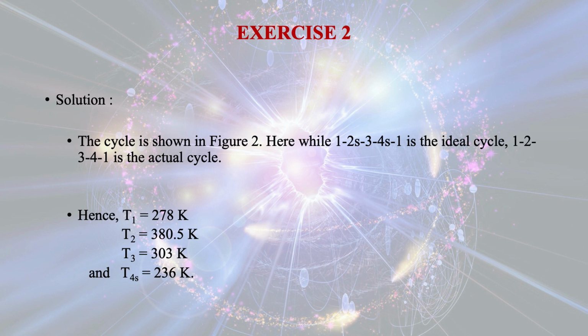Now, what is the data given? Here the initial temperature before compression T1 is given as 5 degrees, that comes out to be 278 Kelvin. The final temperature T2 is given as 380.5 Kelvin, T3 is 303 Kelvin and T4s is 236 Kelvin. Now, here you see that these temperatures, we will use the formulas which give the relation between temperature and pressure.